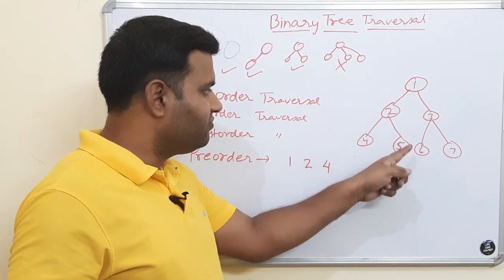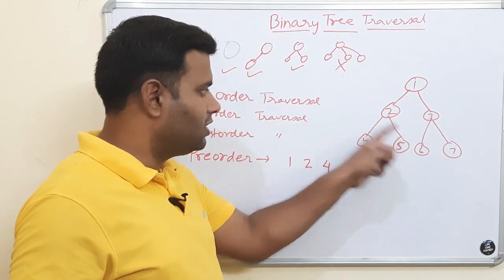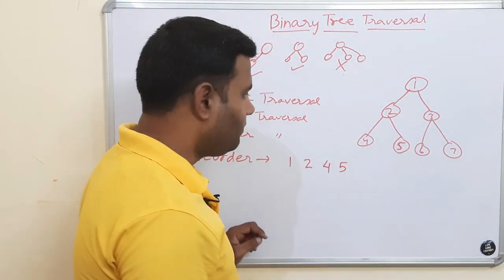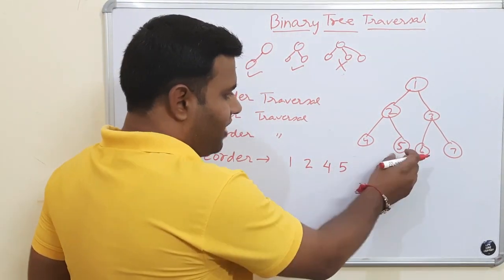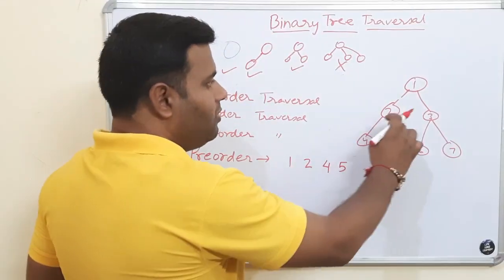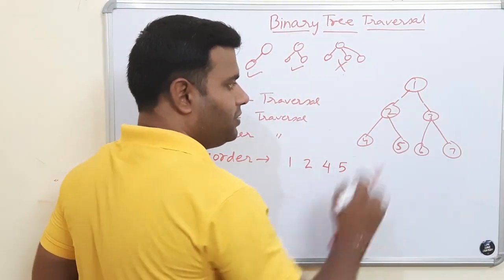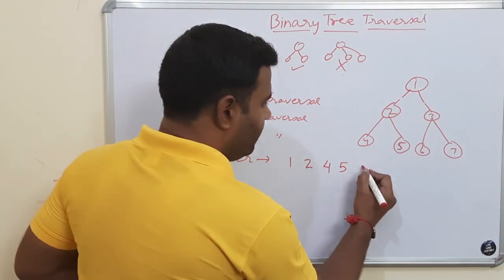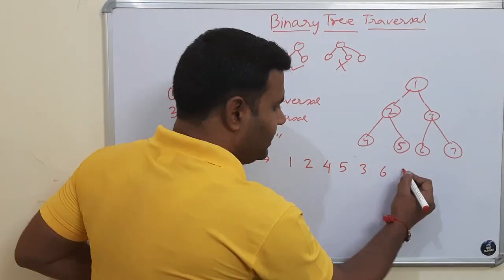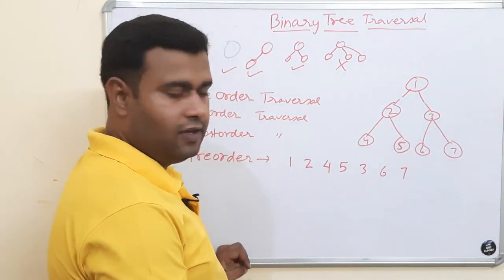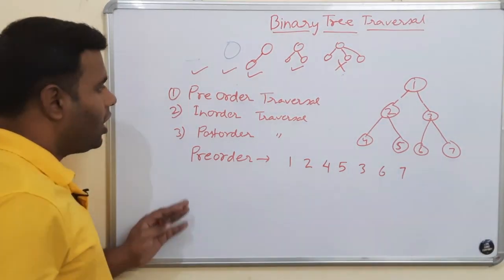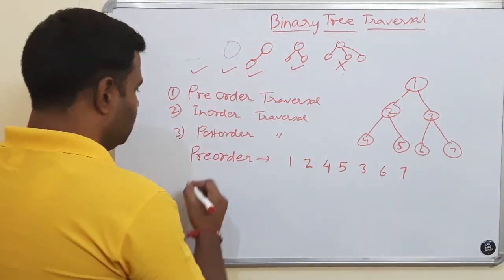Now the turn of this particular node came, right? So we will write 5. After this 5 is done, then this whole subtree is done. We will move to this particular subtree. So here we have 3, right? Then 6 and then 7. You guessed it, right? Yeah. So now move to inorder traversal.